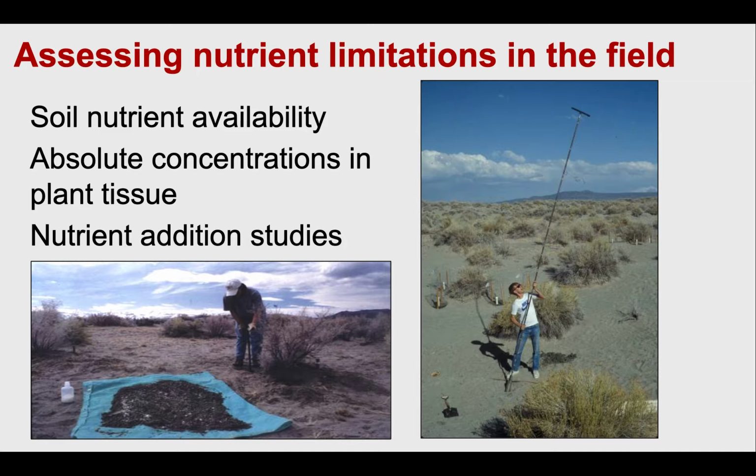We can look at concentrations in the plant tissues. If we've analyzed a plant tissue and noticed, oh, we don't have as much nitrogen in this plant tissue as maybe we thought we should, that can tell us that nitrogen might be the limiting nutrient here. We can also do studies where we add in nutrients. If we add in a nutrient and all of a sudden that plant looks a lot healthier, we know that that one might have been the problem nutrient.